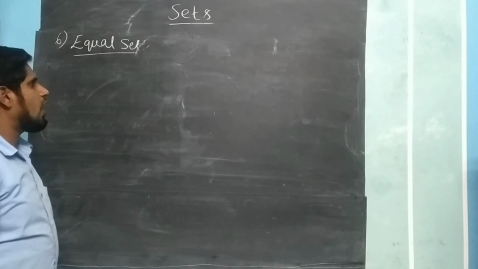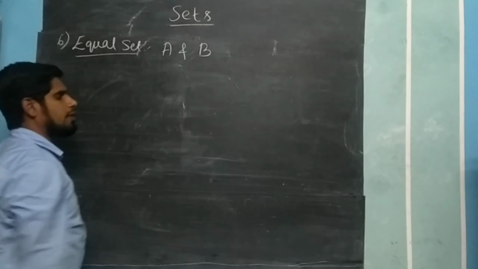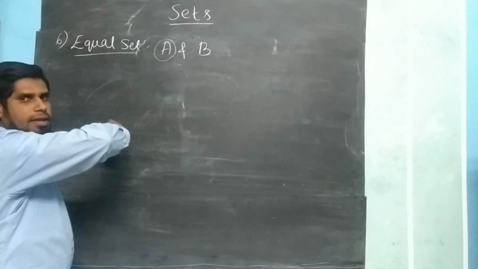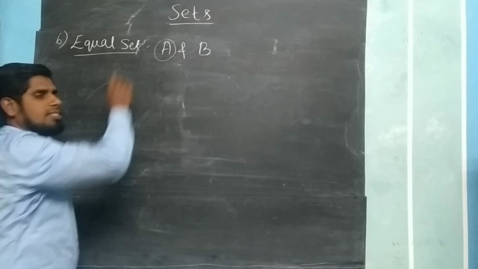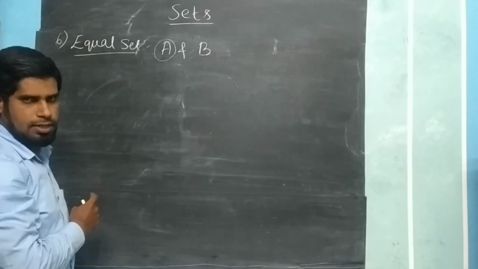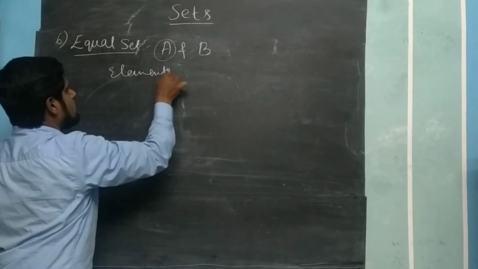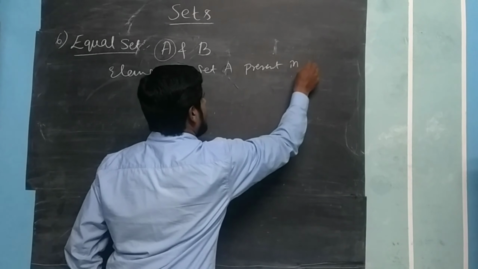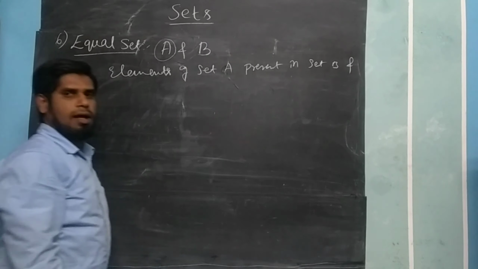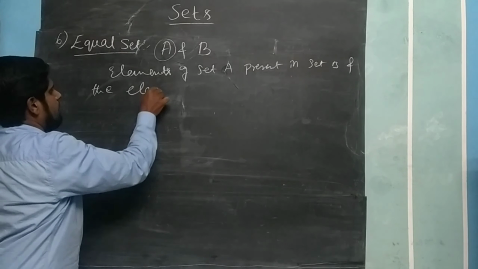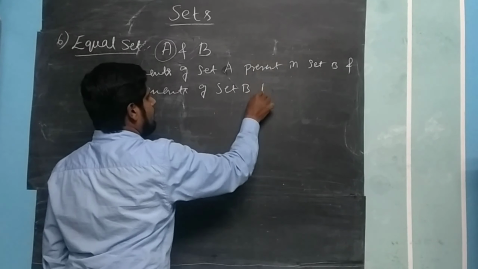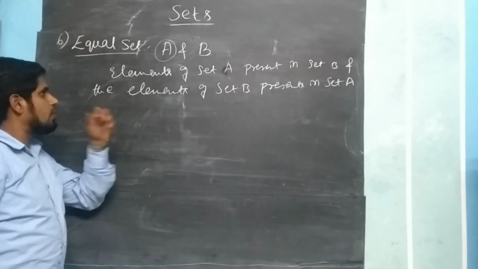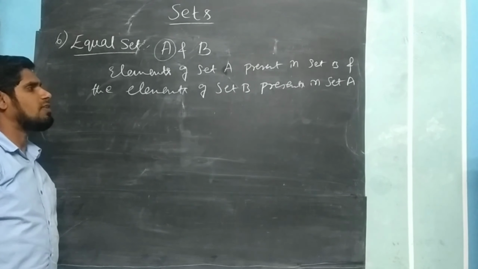Equal sets. If I have two sets, A and B, which are two finite sets, and the elements of set A are present in set B and the elements of set B are present in set A, then we can call these two sets equal sets. Otherwise, they are not equal.